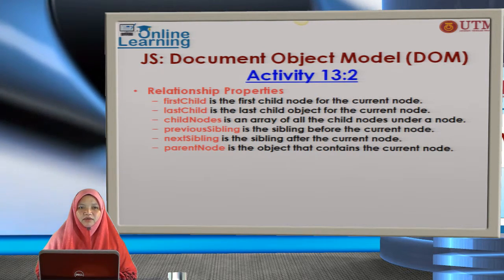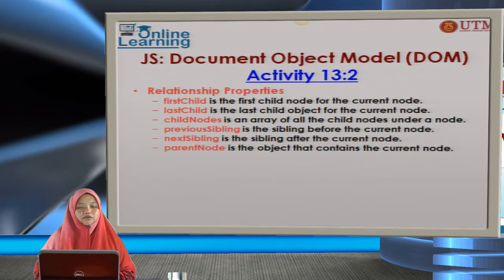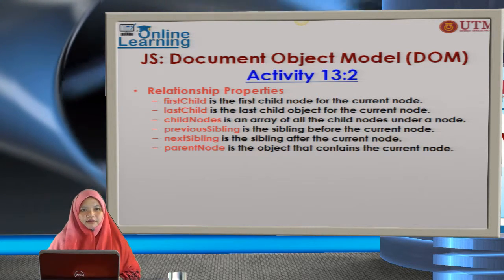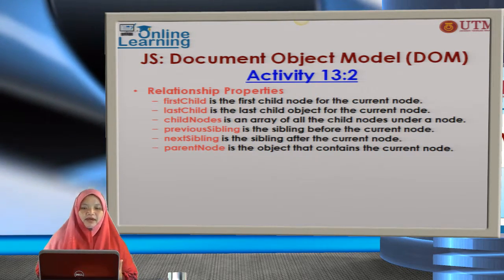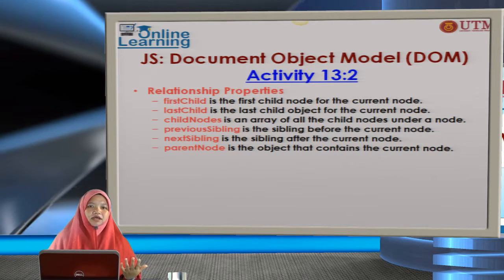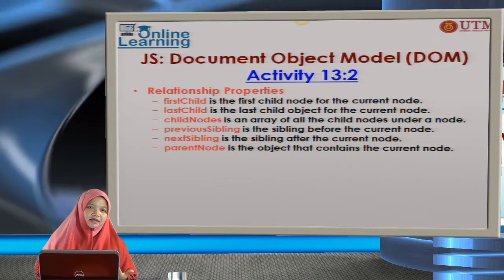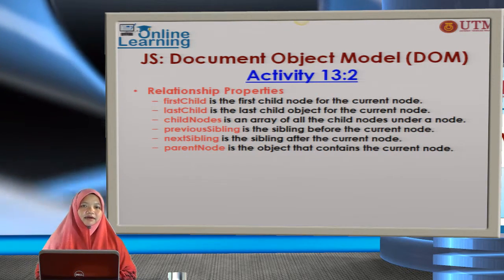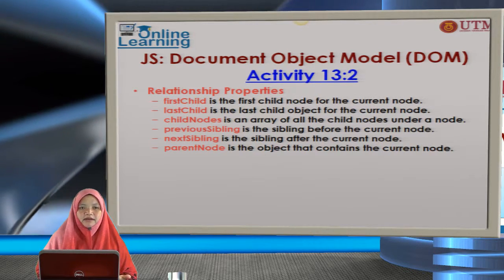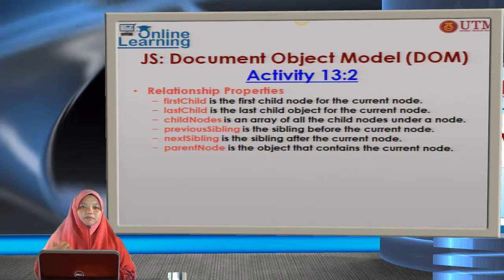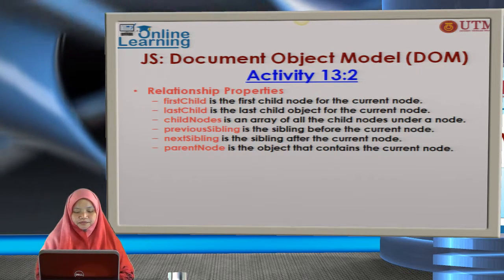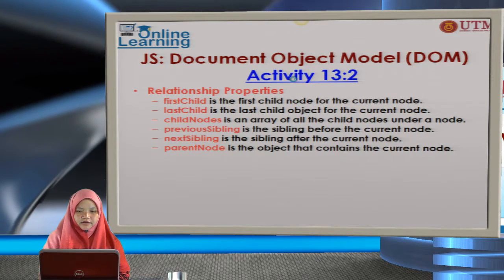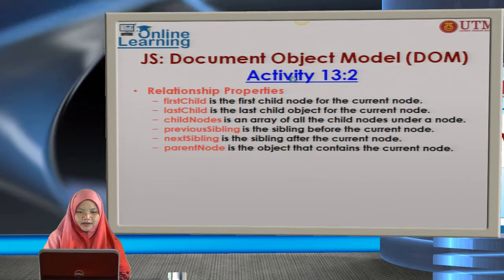For example, firstChild refers to the first child node of the current node. lastChild refers to the last child object of the current node. childNodes refers to an array of all the child nodes under a node. previousSibling refers to the sibling before the current node, and nextSibling refers to the sibling after the current node. The last one is parentNode, which refers to the object that contains the current node. So let's see this activity, how you can apply it.